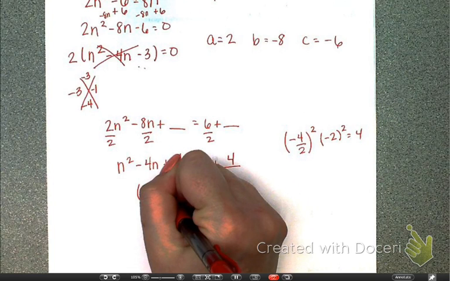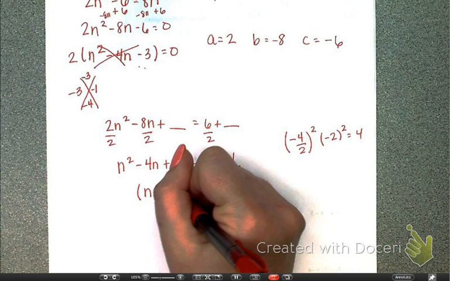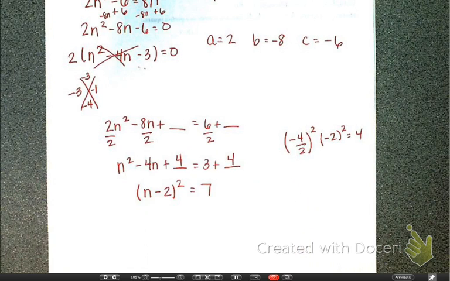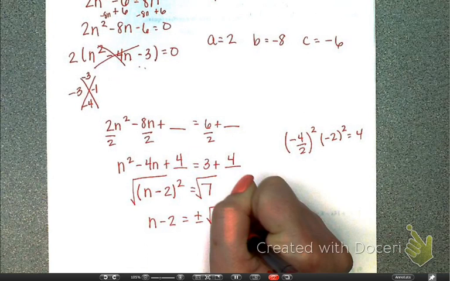Then you do the square root. n minus 2 equals plus or minus the square root of 7. Then add 2. n equals 2 plus or minus the square root of 7. So you can do completing the square here. The quadratic formula also works.